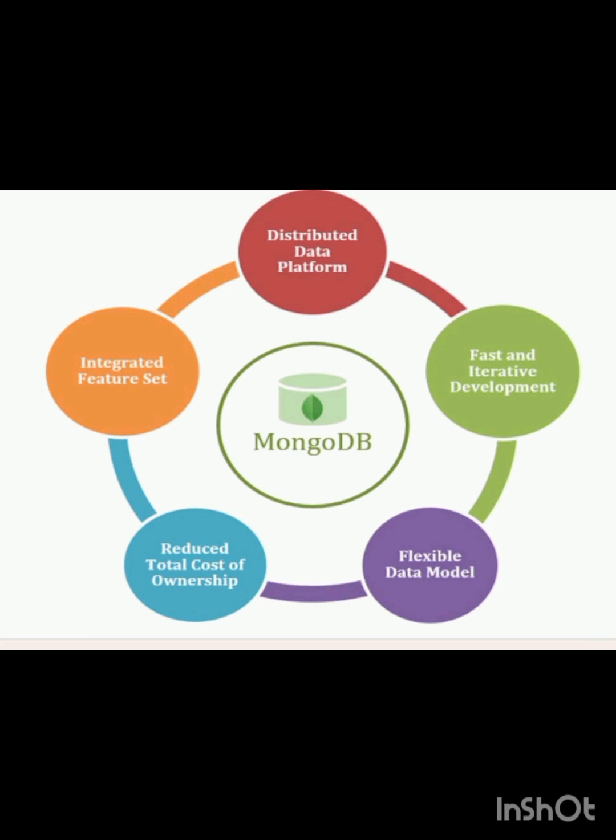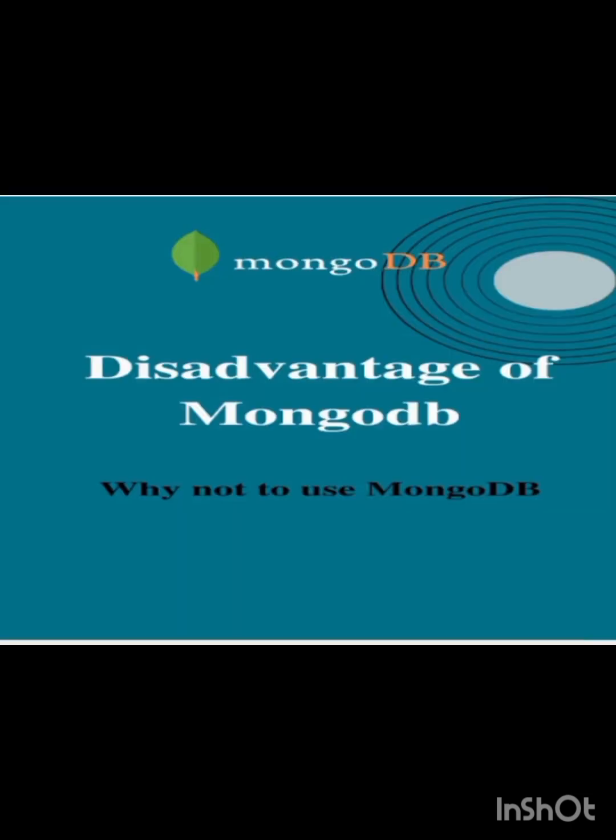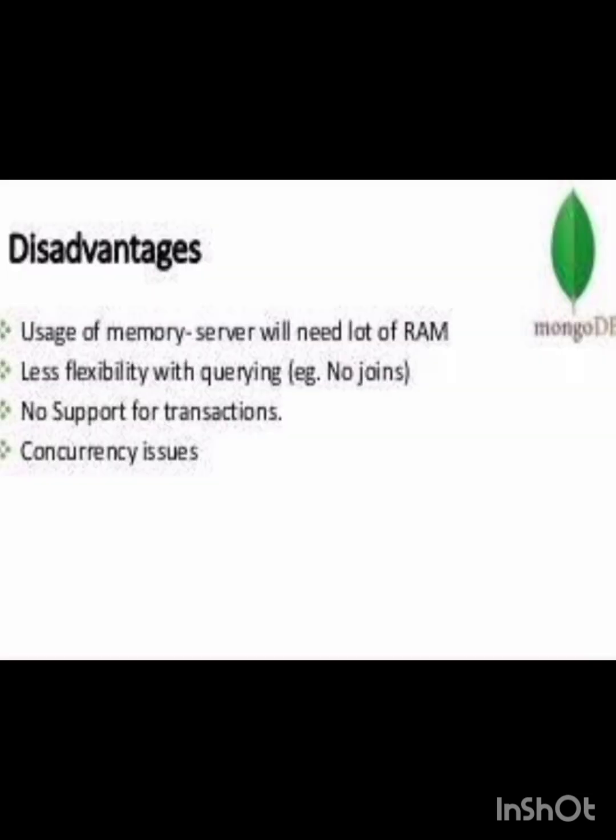So these are the overall advantages of MongoDB. Moving on to the next slide, let us see about the disadvantages of MongoDB in detail. It has high usage of memory and will need a lot of random access memory, and it is less flexible in its querying, that means it has no joins, it has no support for transactions, and it has more concurrency issues.